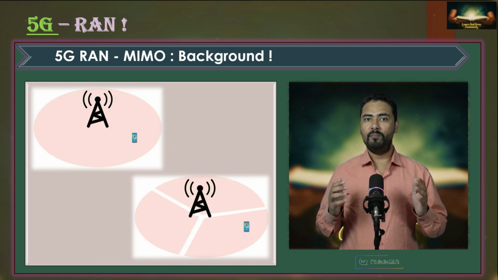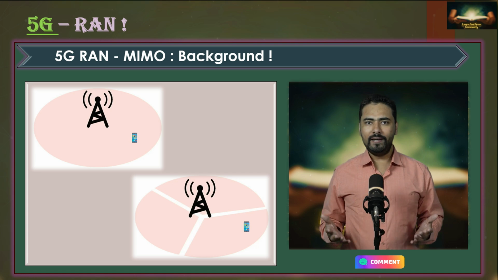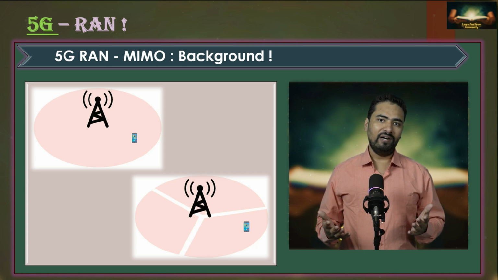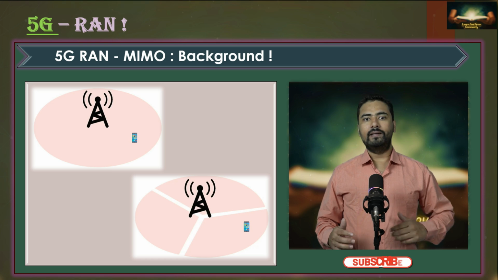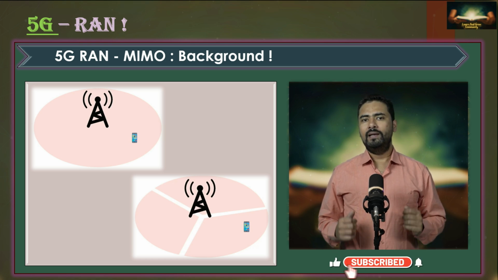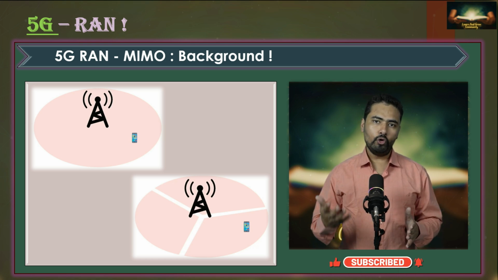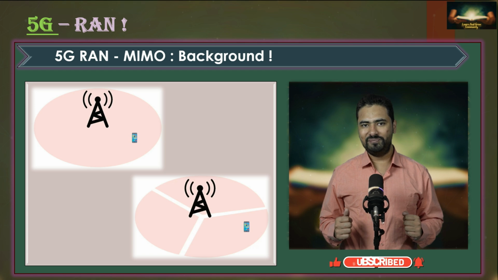Let's start with MIMO. So the question is, how can we use the advancements in antenna technologies to improve the capacity and the data rates in 5G? Let's begin by exploring the evolution of MIMO technology first.